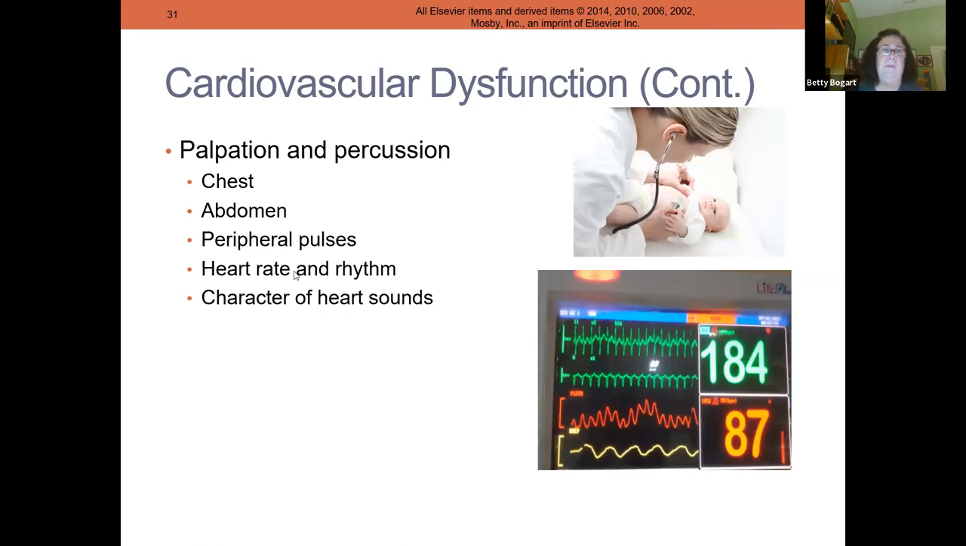Again, palpation and percussion, you touch the chest now. You're going to feel them pulling, breathing fast. You're going to feel that buzzing, that something's going on in that heart. And you're going to listen to it and you're going to hear that there is a murmur in there.